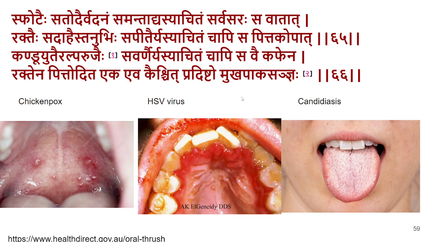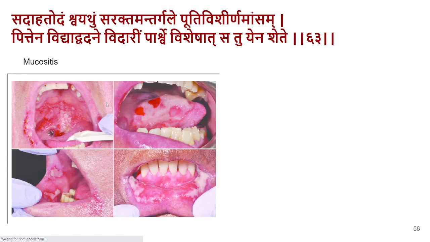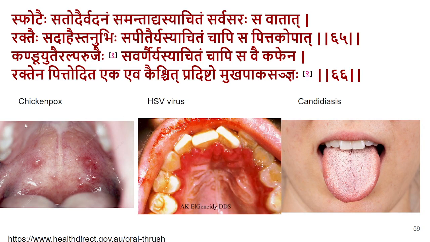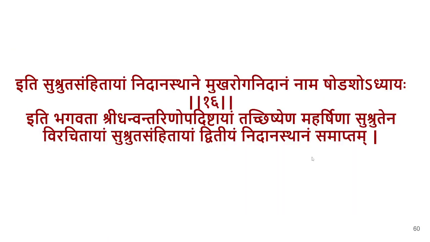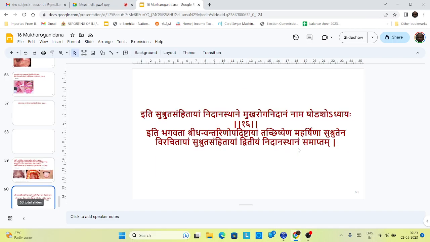So in total, it's about the different mucositis. Now from the present point of view, we consider this as different mucositis. Mucositis typically produced in pemphigus, as we saw in the earlier picture, or mucositis with eruptions seen in diseases like chickenpox, HIV, candidiasis, they all can be considered as diseases. With this, we conclude iti Sushrutamithasthane, Nidhanasthane, Mukharoga Nidhanam Nama, Shadaswadhyaya, and the Nidhanasthana is completed.